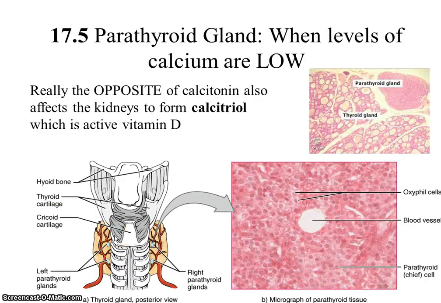And all of that should have the effect of bringing back down our blood level of calcium, so lowering it back down. So the parathyroid gland is the opposite, right? When the levels of calcium are too low, we need to bring them up. I said it also affects the kidneys to form calcitriol, which is active vitamin D. So there we add that. It's kind of the opposite in the other regards.